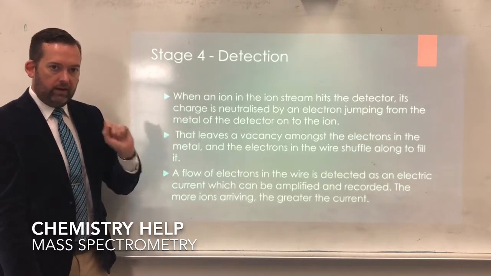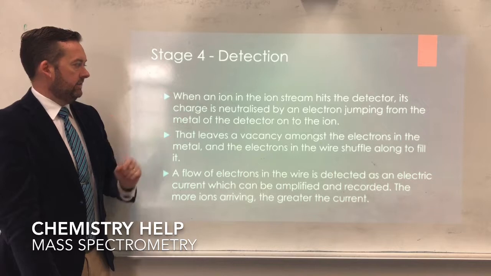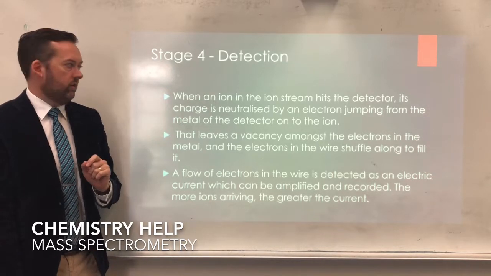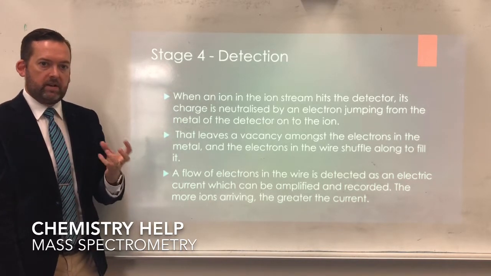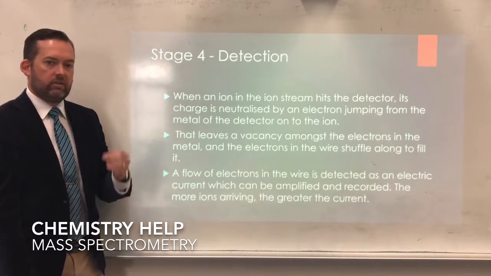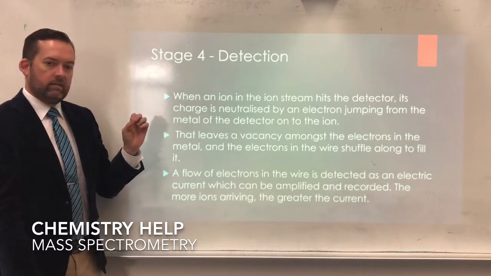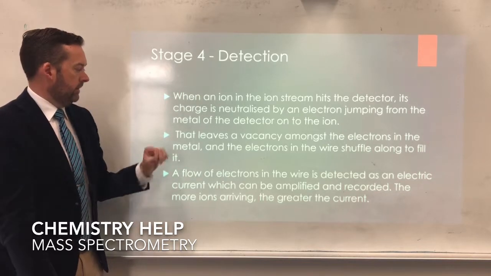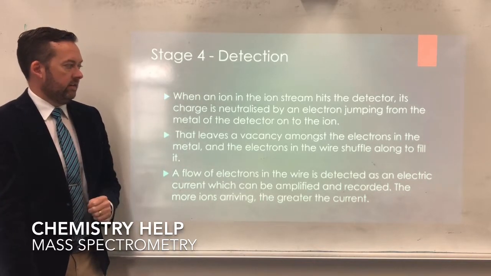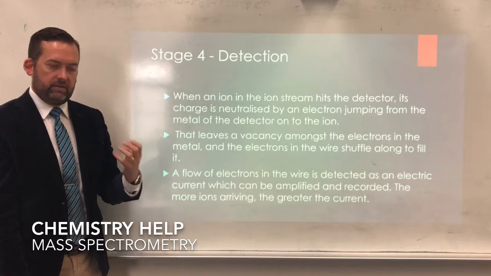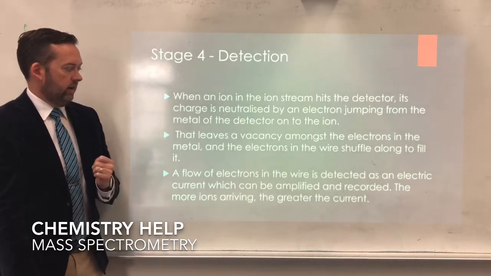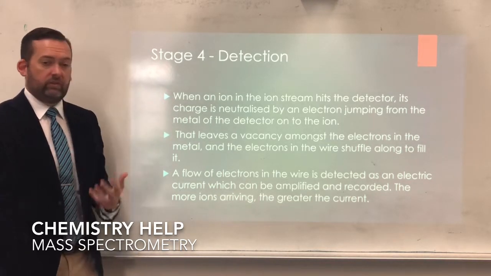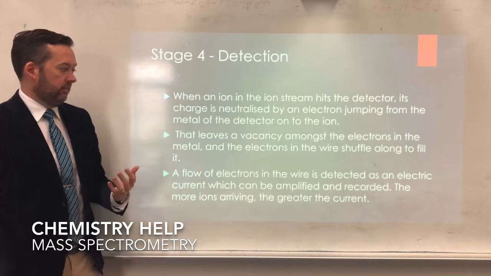When one of those ions in that ion stream hits the detector, its charge is neutralized by an electron jumping from the metal box that makes up the detector onto the ion. So it's formed back into a metal, an atom or molecule once more. That leaves a vacancy amongst the electrons in the middle of the box of the detector, and the electrons in the wire shuffle along to fill it up.